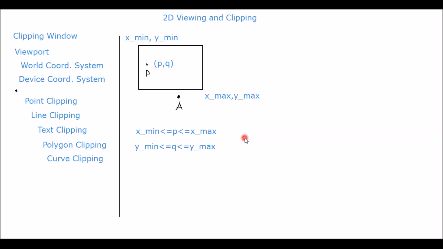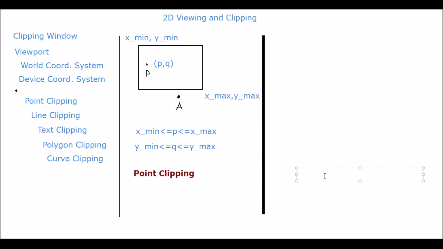Now we come to our next thing, that is line clipping. A line, we know, is defined as a collection of points. So let me just segregate it with a heading: point clipping it was, and here we are going to talk about line clipping.